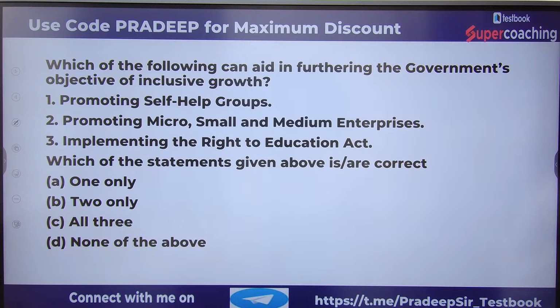Your answer should be A if only one statement is correct. Your answer should be B if only two statements are correct. Your answer should be C if all the statements are correct. Your answer should be D if none of the statements is correct.